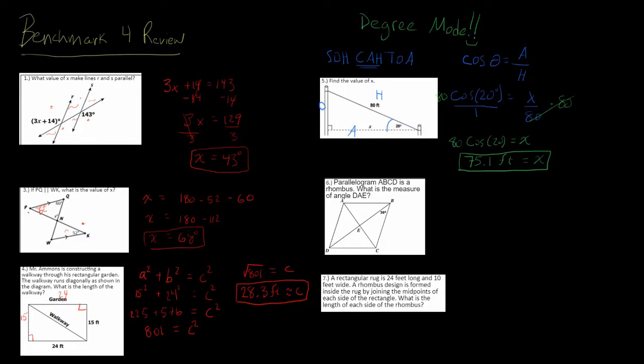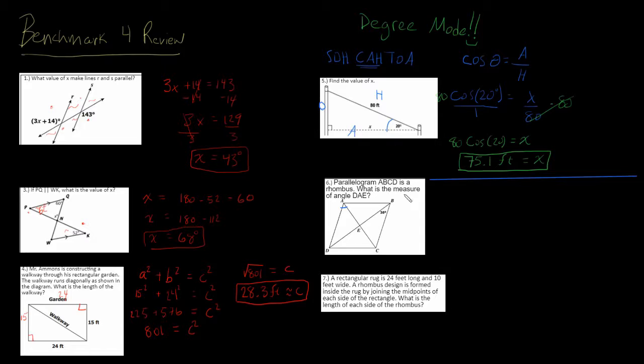Okay, so we have a parallelogram ABCD is a rhombus. What is the measure of angle DAE? So we need to find DAE. We need to find this little guy right here. So there are a couple pieces of information that are going to be really helpful to us when it comes to dealing with rhombi.